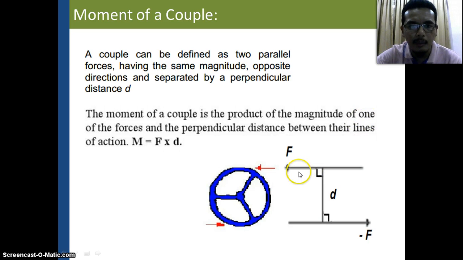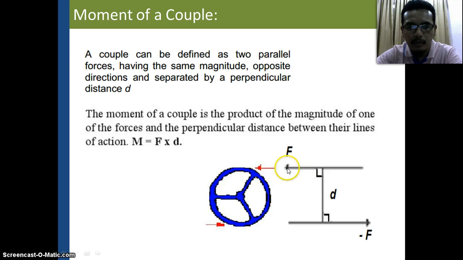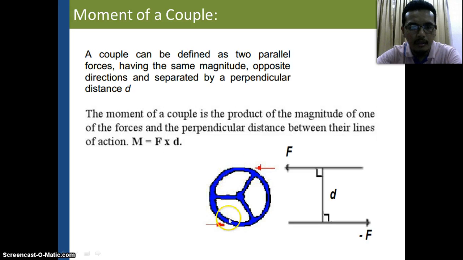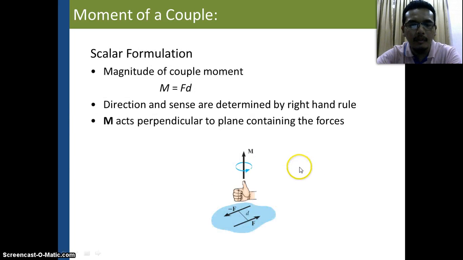So how to find the moment of a couple? It is the product of the magnitude of the forces and the perpendicular distance between their lines. We simply multiply the force and the d. The couple means two parallel forces, same magnitude but opposite direction, separated by perpendicular distance d. The resultant force is equal to 0 because one is positive and the other negative, so the total becomes 0. There is a tendency to rotate in a specified direction. The couple moment is the sum of moments of both couple forces about any arbitrary point.